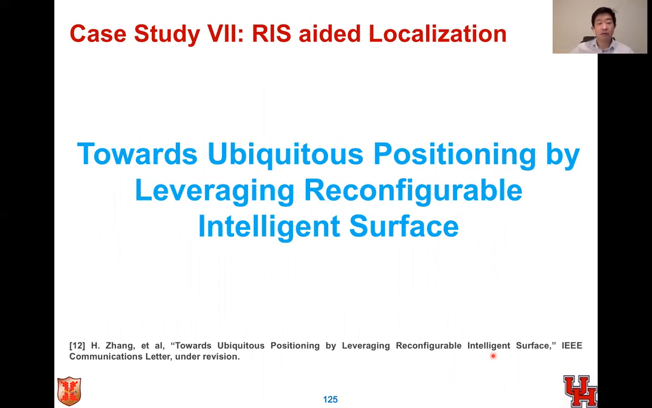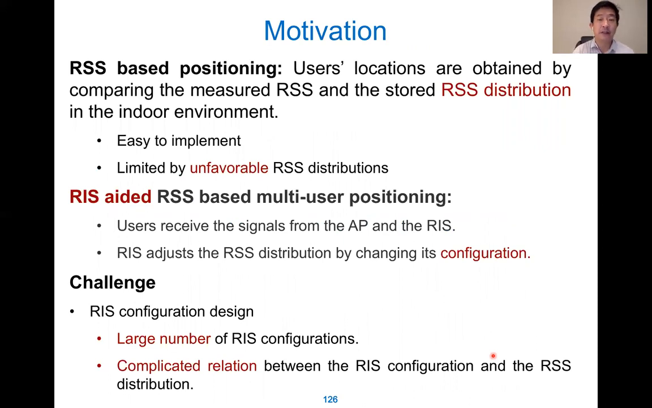The second protocol is towards ubiquitous positioning by leveraging RIS. So RIS-based positioning is obtained by this RIS and stores the RSS distribution for the indoor environment. And it is very easy to implement. And I think one of the very important papers is on localization, I forgot, by Liu Yunhao. Anyway, that paper gives a lot of details on this. And here we try to use RIS-based multi-user positioning. The user receives a signal from the AP and RIS. RIS adjusts the RSS distribution by changing its configuration. So the position estimate will be better.